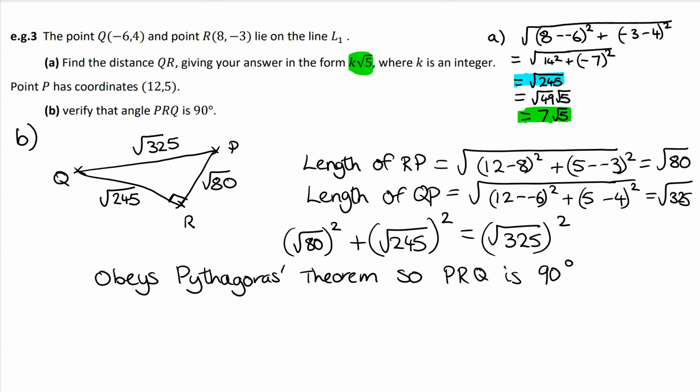There is an alternative approach that you could take, and that's that you could find the gradients of QR and RP, and you could show that they're perpendicular to one another. So you can find the gradient of both line segments and then multiply them together to get -1. So that is an alternative way to do it, but I wanted to show you this way because it's using the new material of finding the length.